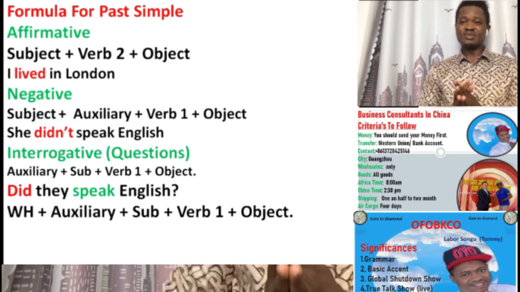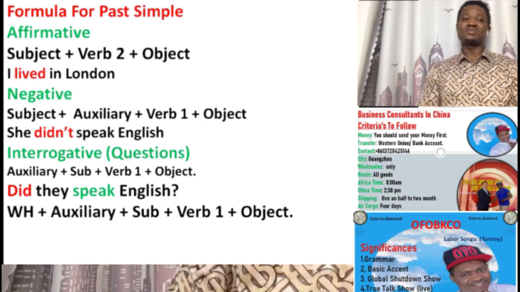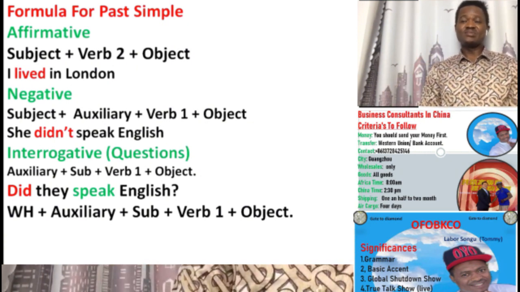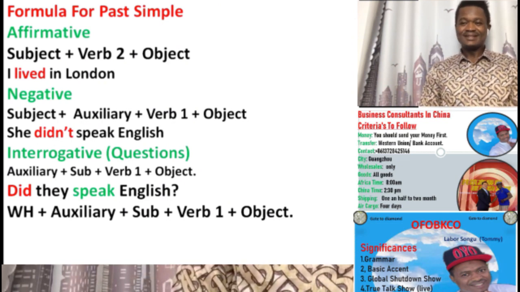So WH plus auxiliary verb plus subject plus the V1 verb plus object. This is a simple formula. You have to follow this formula. This is a grammatical structure that can help you to understand more about the past simple. Always I'm saying, this is for beginners. You know what I mean?